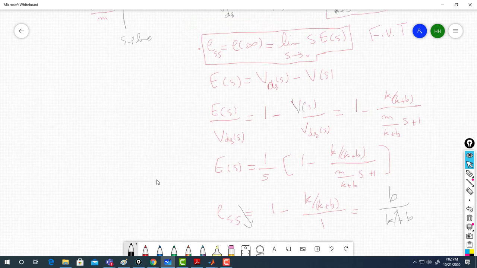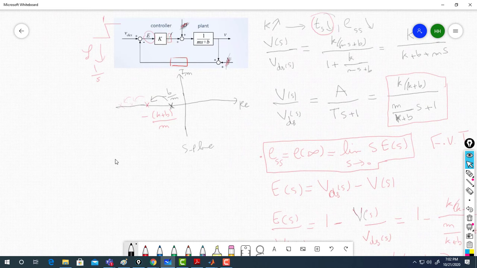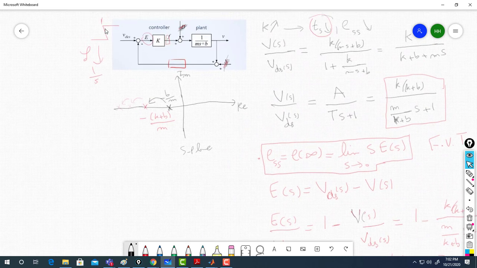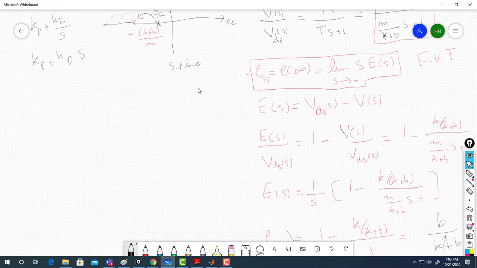You get it? So maybe now you can think for yourself: what if my input was a ramp? You could ask this question in the exam. What if the input was a ramp, wasn't a step? What if the controller was not k, but maybe kp plus ki over s? Or what if it was kp plus kd s, like a PD controller or PI controller? How will this affect the system? So you could do this study. Okay, and this is the question we ask.